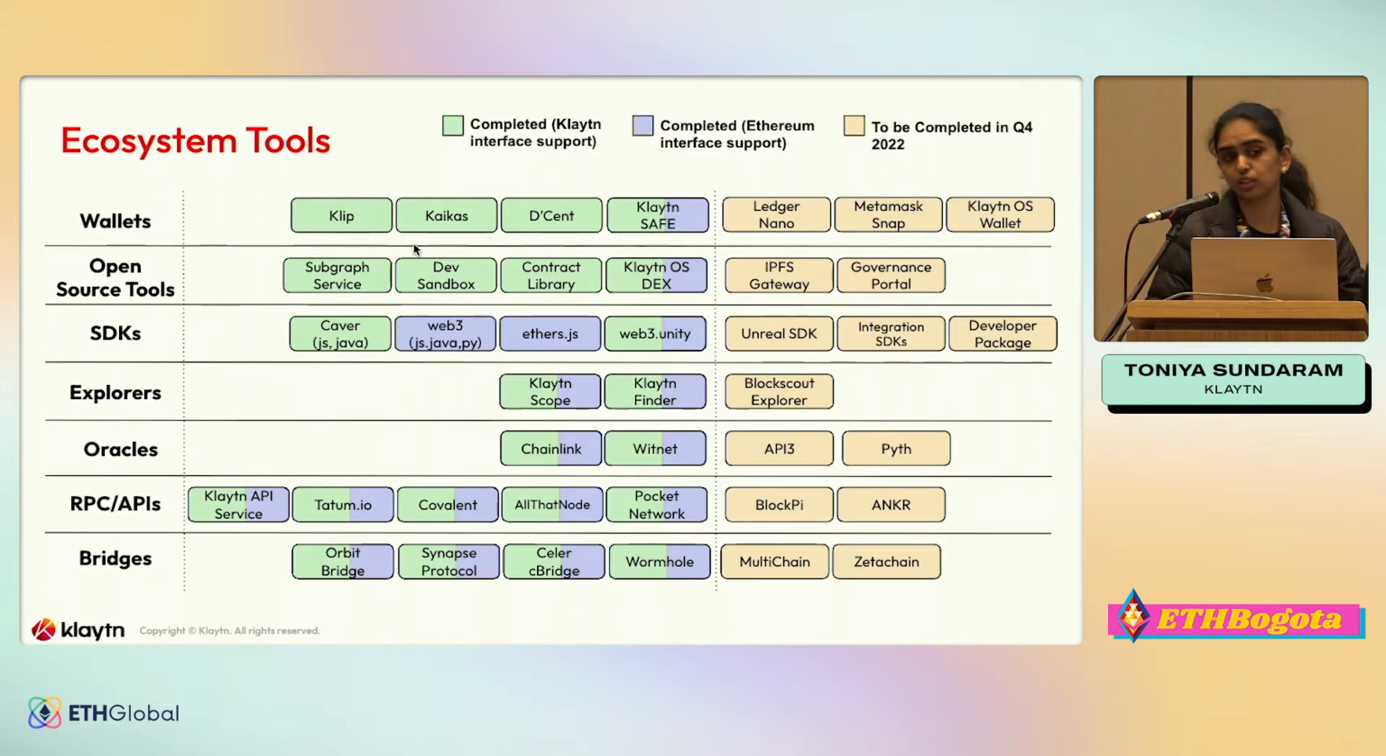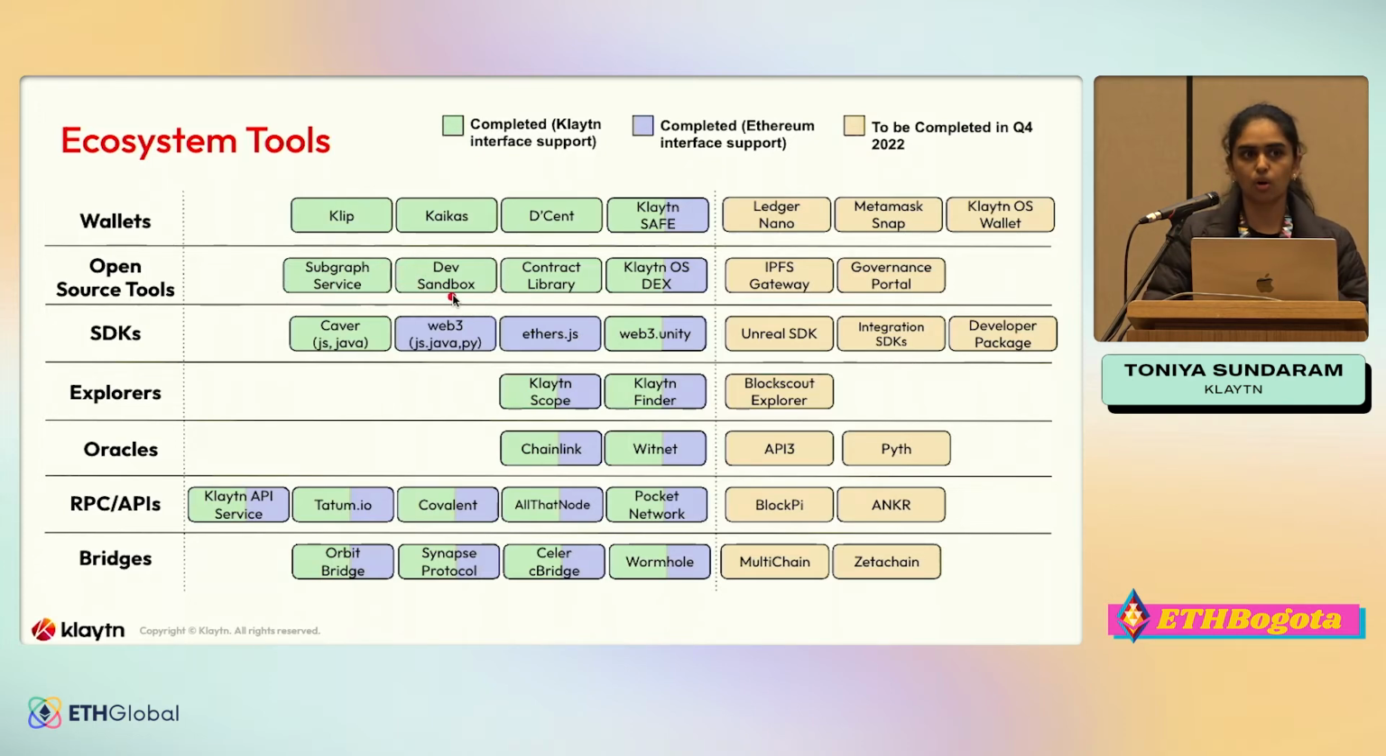You can also use MetaMask on the DApps which you interact with Klaytn. And these ones in the orange we are developing, and the team is working hard to release it in Q4, so it will be available soon. For the open source tools, we have a subgraph service. This is like an indexer solution similar to The Graph. So you can use the subgraph to fetch the data very efficiently. And this is free, so you can build some interesting dashboards on Klaytn as part of this hackathon using this subgraph service.